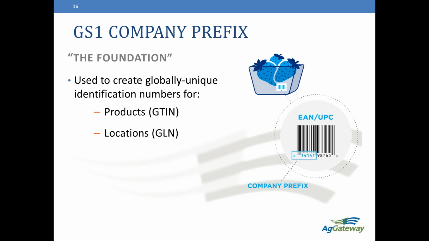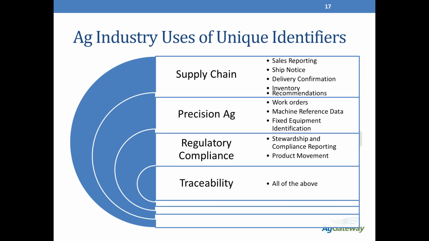So as I said, we would talk about GS1 in a later slide. GS1 is an international standards organization. AgGateway has had a strong relationship with GS1 US for over 10 years. Around that time frame, AgGateway and GS1 US made an agreement for AGIIS to be able to assign global location numbers.